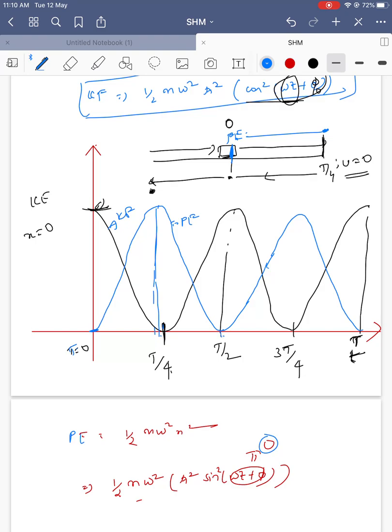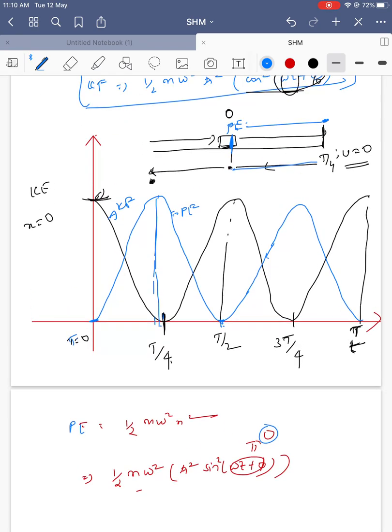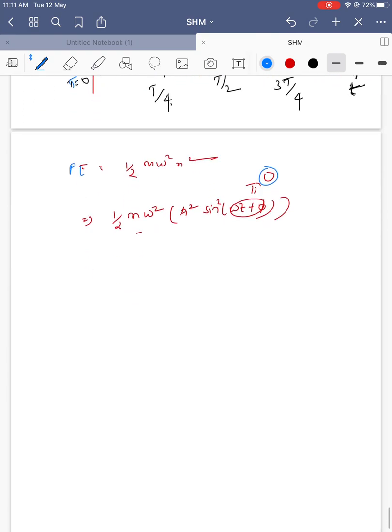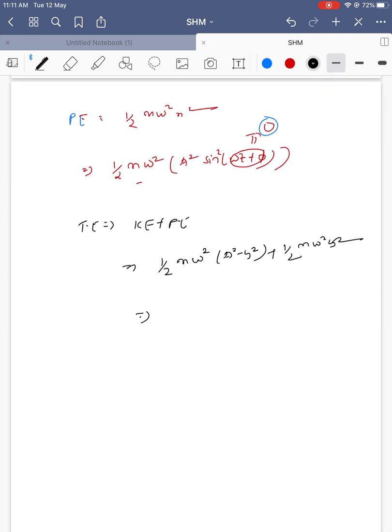Next at t by 2, it is coming back to the mean position, potential energy becomes minimum, which is 0, and then it increases and then decreases, as it is a sine square omega t function. Next, what is the total energy? Total energy is kinetic energy plus potential energy. Kinetic energy is half m omega square a square minus y square plus potential energy, half m omega square y square. So half m omega square y square gets cancelled, and half m omega square a square is the remaining thing. So total energy remains constant. Total energy is half m omega square a square.